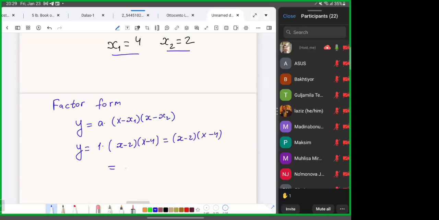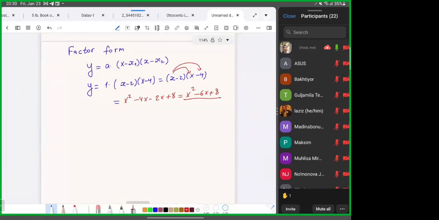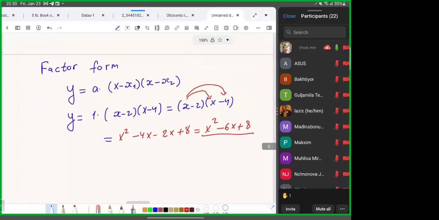Let's open brackets again. If you open brackets, you will find x squared, minus 4x, minus 2x, and plus 8. You will find x squared minus 6x plus 8. You can see your parabola is found. It is the same which was given initially. Very good. So you can write your parabola in factor form.